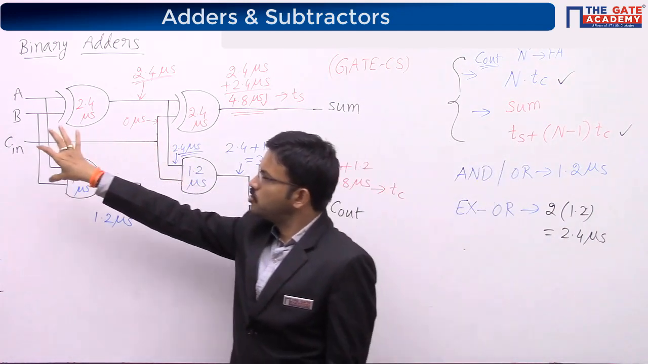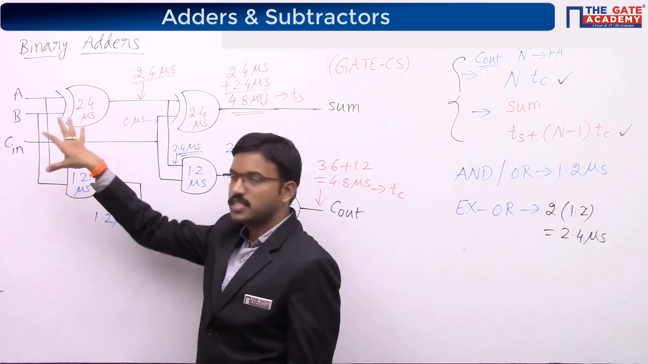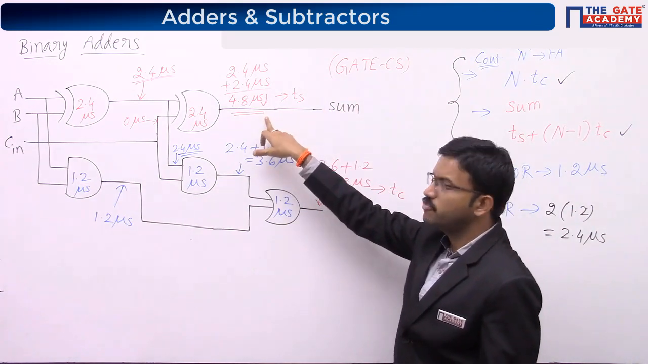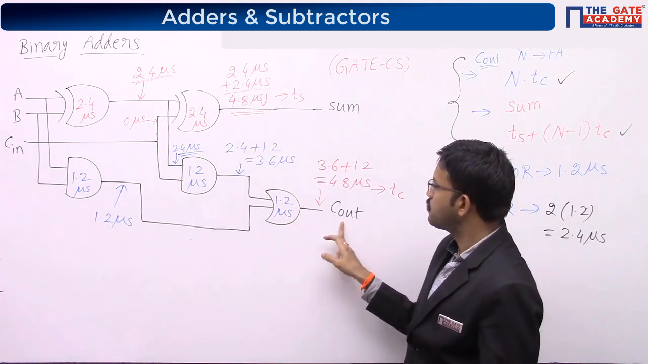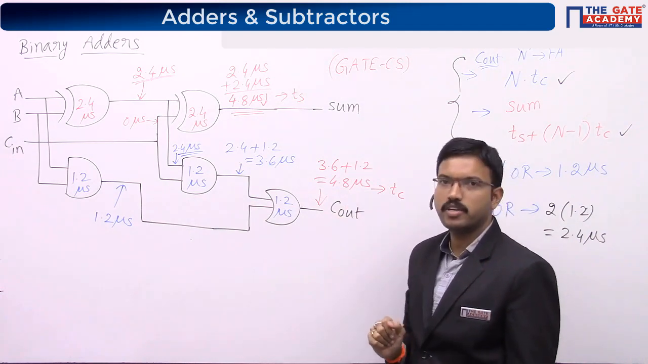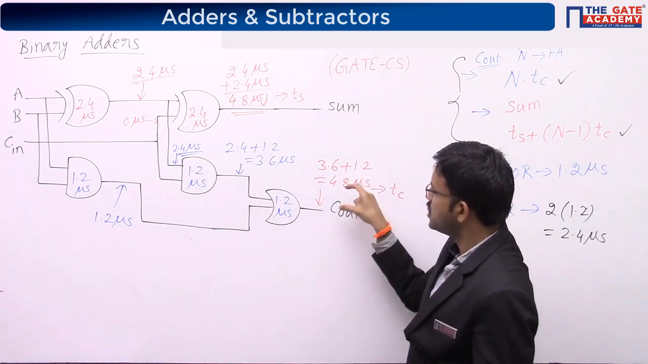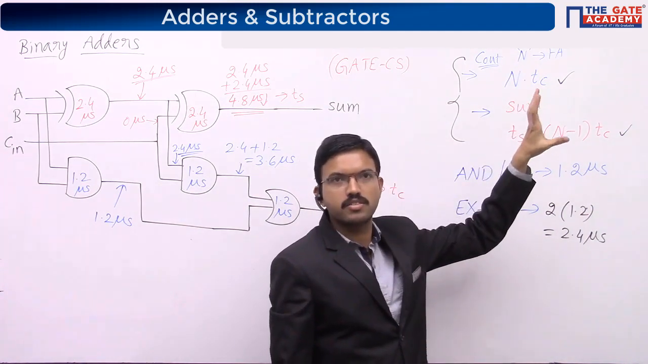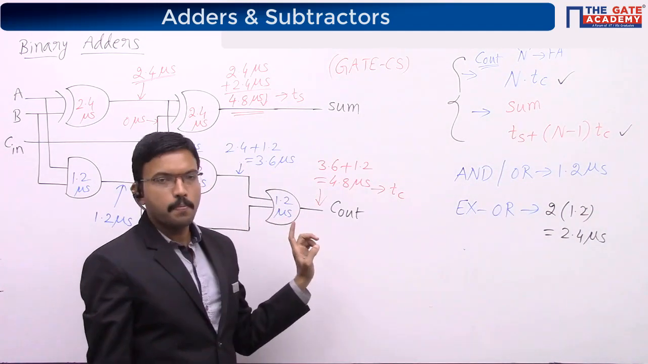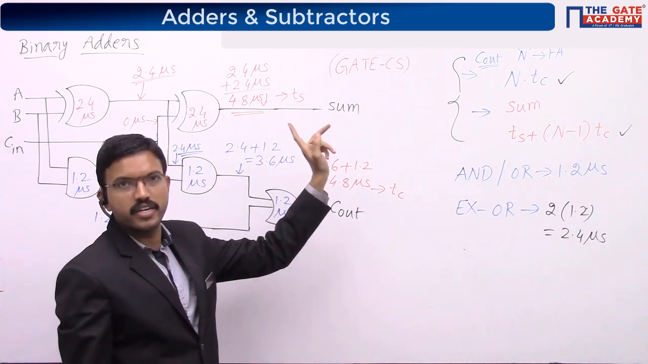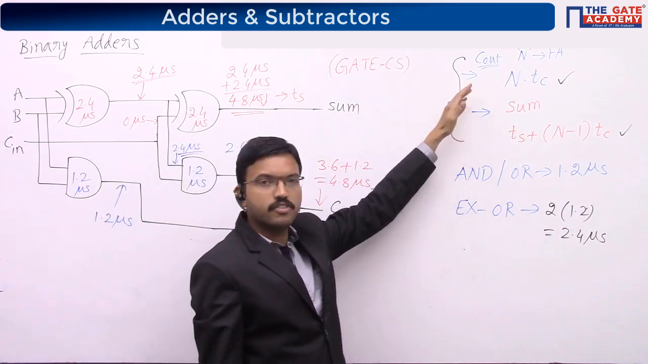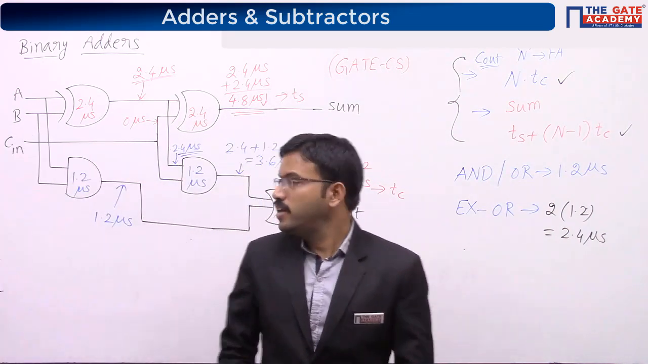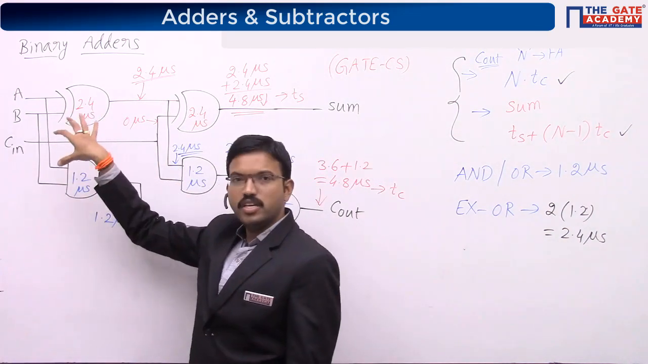So, the moment you give the inputs A, B and C in, in order to produce sum, it is taking 4.8 microseconds. Similarly, for producing carry, it is taking 4.8 microseconds. In this case, both TS and TC are the same. You can use either of the formulas, both will give the same answer. Here, the N value is 4, the TS value is 4.8. You can substitute in either formula, you will get the same answer. Yes, 19.2. Correct. See here, we are given the inputs.